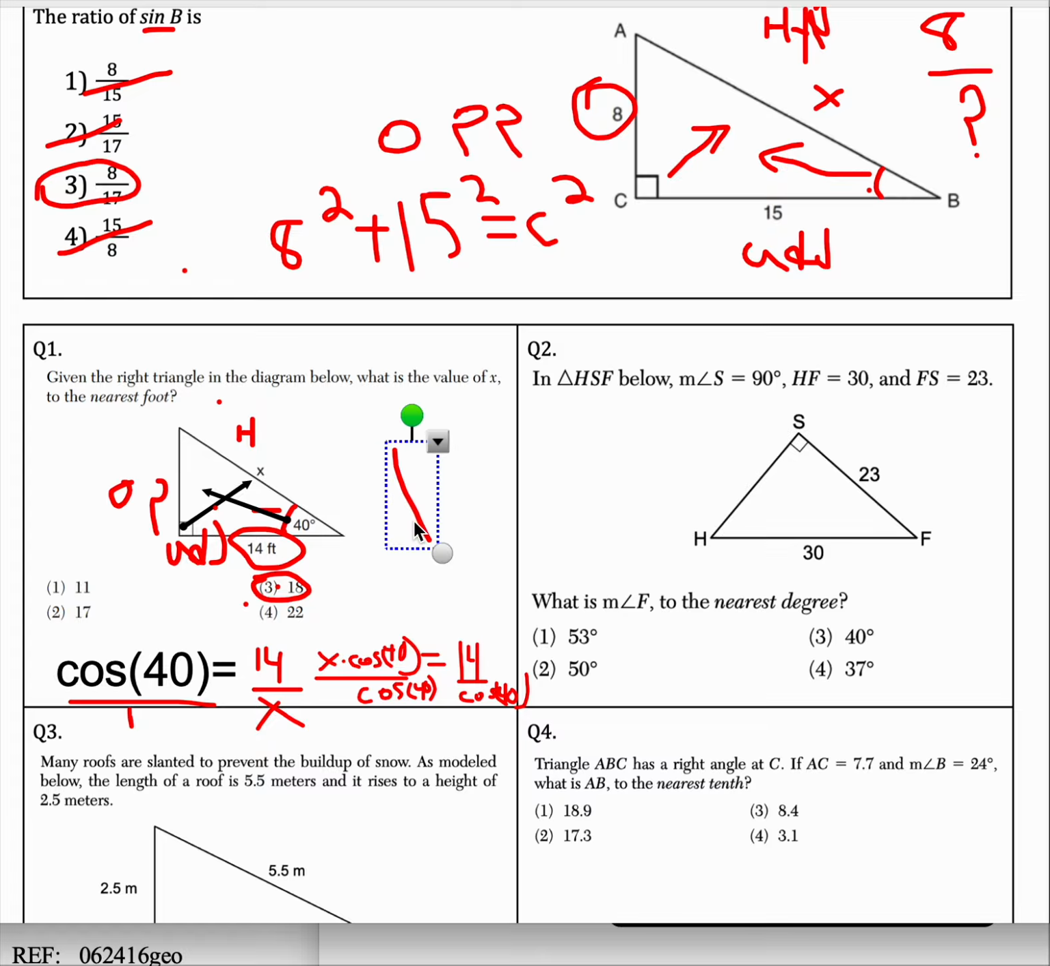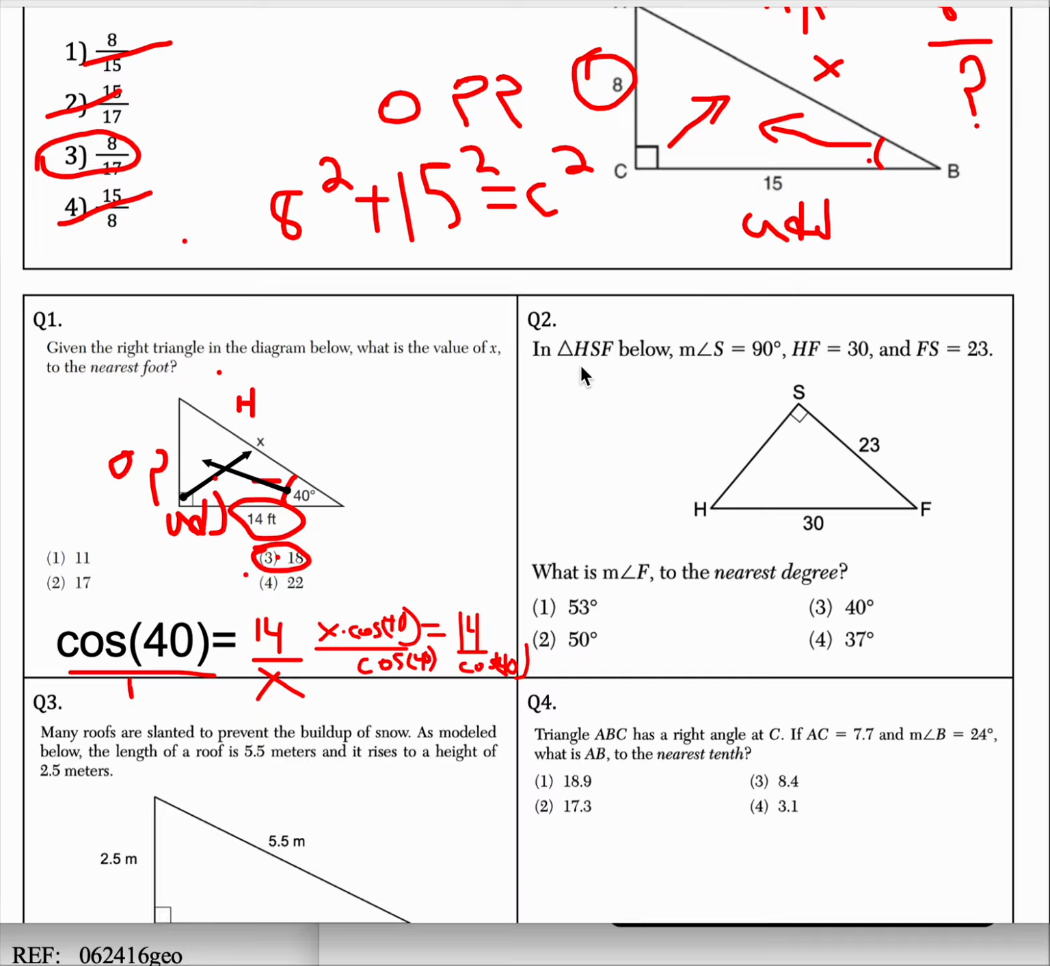All right, so we have another right triangle here. In triangle HSF below, angle S is 90 degrees, right? So across from angle S is our hypotenuse, right? HF, which is here, the measure is 30, and SF is 23, okay? So our hypotenuse is 30. What is the measure of angle F to the nearest degree?